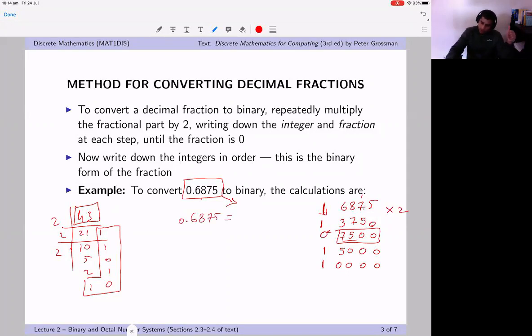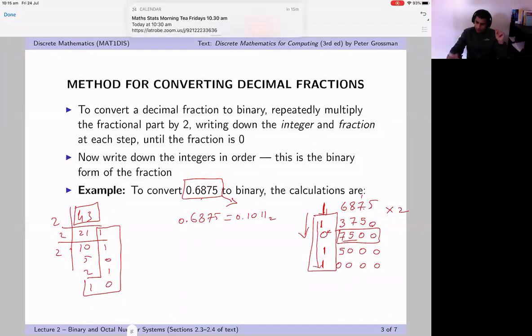0.6875 in terms of binary would be 0. Now for this, I would go from top to bottom, not in the reverse order, but in actual order. I would write them as 1, 0, 1, 1 to the base 2. So this number 1, 0, 1, 1 to the base 2 is my binary expansion of this fractional number 0.6875. When written in binary it would be 0.1011 to the base 2.